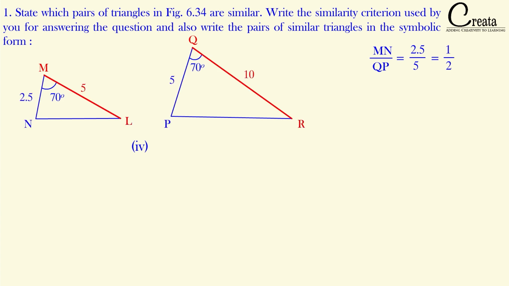And if we take the ratio of ML upon QR, it will be 5 upon 10. That is 1 by 2. Now the ratio of the corresponding sides are matching. Are you able to analyze this figure?